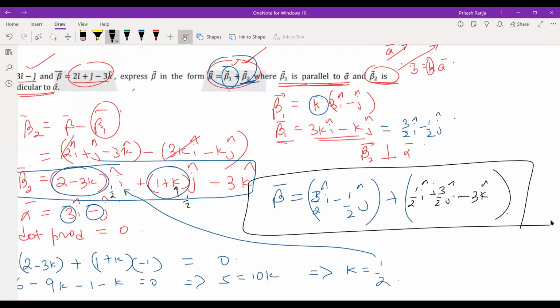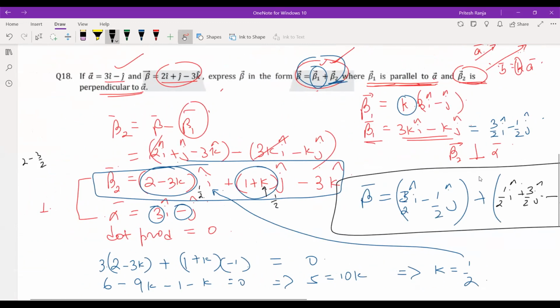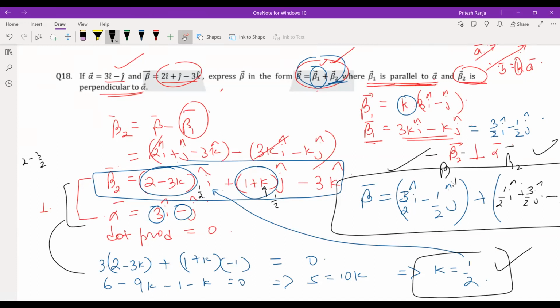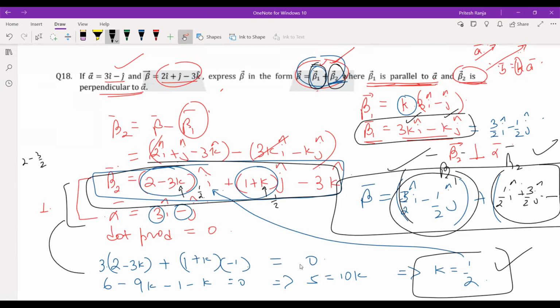So yes, I have written beta vector in terms of beta 1 and beta 2 vector. I found beta 1 and beta 2 vector just by rearranging the given things. Basically, I solved this one, got the value of k, and put the value of k in the expressions of b1 and b2. So this was the expression of b1, so I put k as 1 by 2 here. And this was the expression for b2, so I put the value of k here, and I wrote it in terms of b1 and b2. Is this clear to all?